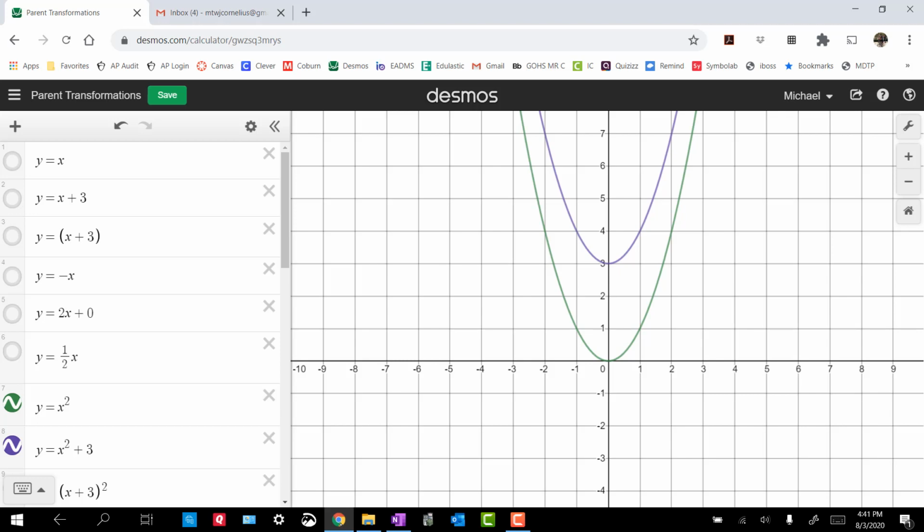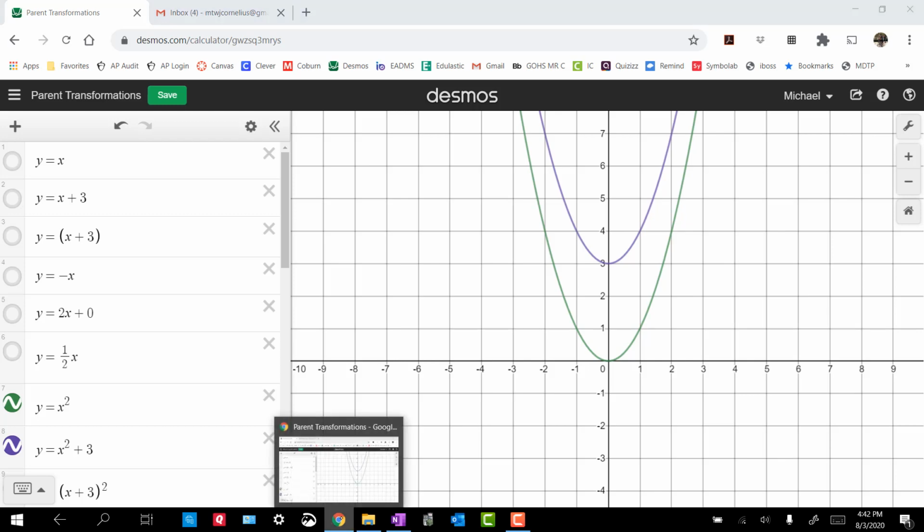Go to the right side of the green, the parent parabola, (1, 1). Take a look at that point right there. That point, count up 3: 1, 2, 3. And I'm on my new parabola right here. Each of the points on the purple shifted up 3 units from the green one.